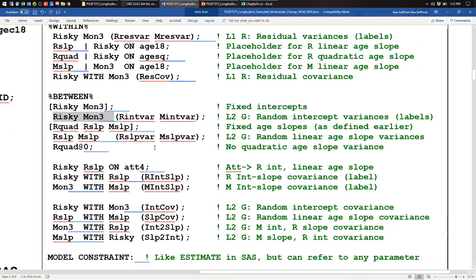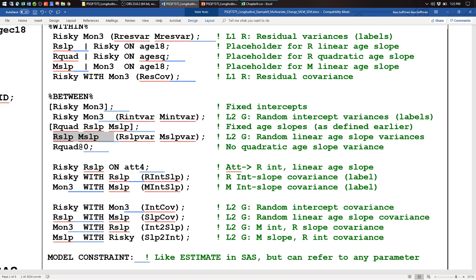Okay, I have labeled these, R intvar, M intvar. Same idea here for R slope, M slope. Those correspond to the placeholders I defined up here. The beta placeholders in the level 1 model in the within, when I list them down here, I am referring to their variances.